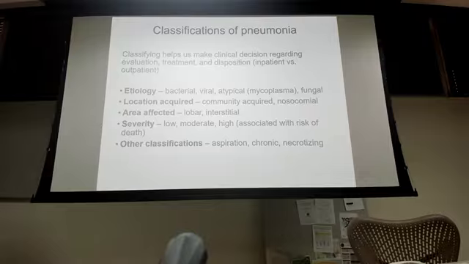Community acquired, usually less severe. Hospital acquired or nosocomial, typically more severe, and the infectious agent is going to be more resistant to certain medications. Areas affected, going back to that x-ray, you can say lobar versus interstitial, is it all over the place? Severity, we'll talk a little bit more about that. And then classifications. Was this aspiration, was this a witnessed event?